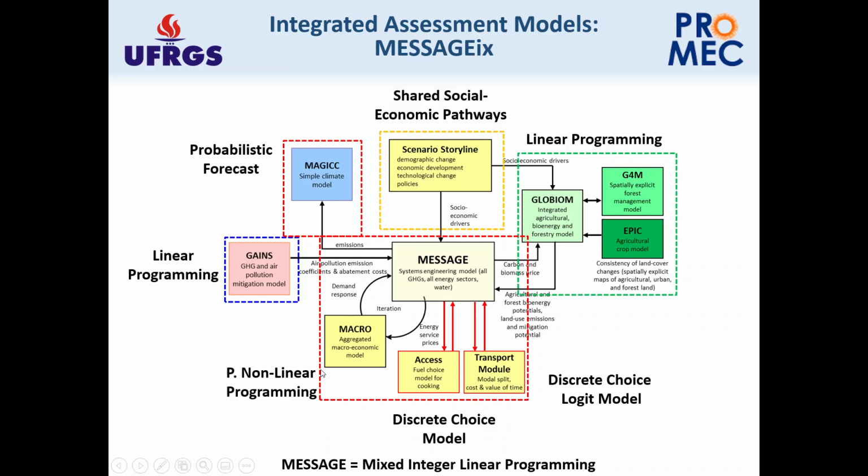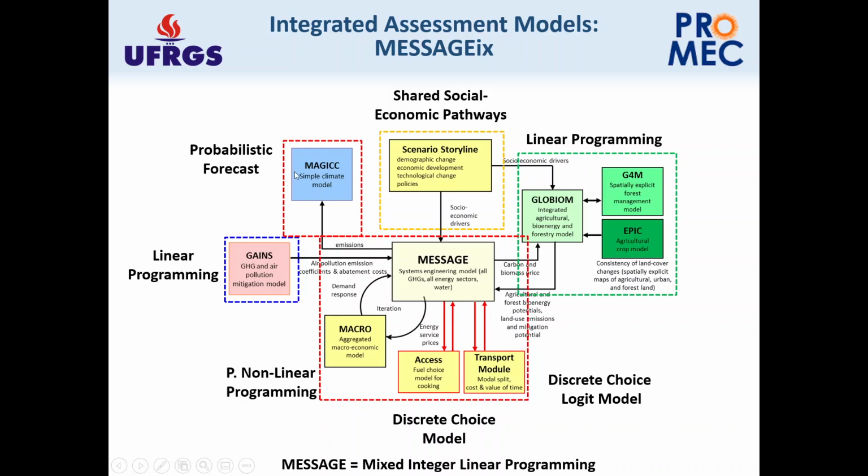Macro is an economic representation; macroeconomic representation is non-linear programming, which is the methodology used. GAINS is a tool for estimating the impact on air pollution. So, for example, if you have several coal power plants close to each other, the impact on health and air quality will be detrimental. So GAINS estimates the impact of energy generation on air quality.